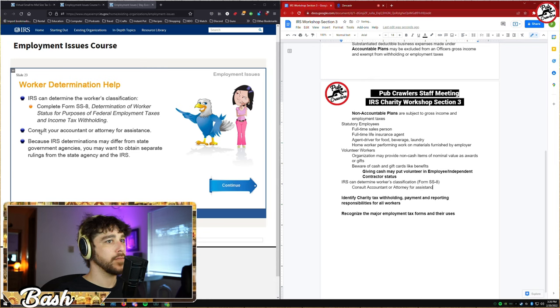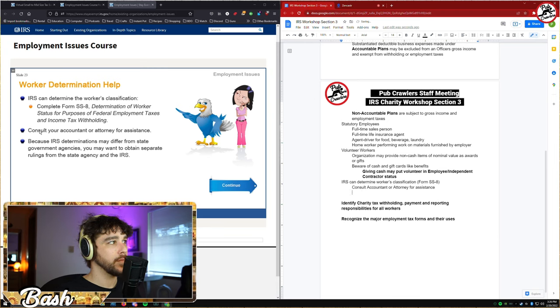So in the case that the IRS determination differs from the state government agency, who triumphs in that case? The IRS? I think it just depends on where the context is. Within the federal context, it's theirs, and within the state context, it's theirs. But I do know that the state supersedes the federal if there's a conflict between what those definitions are.